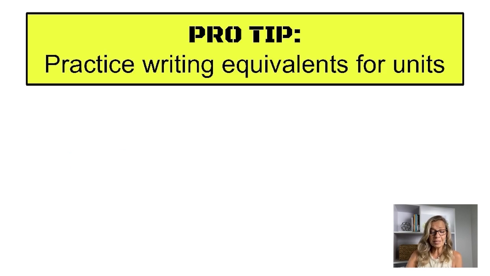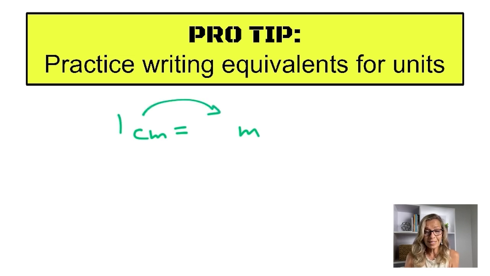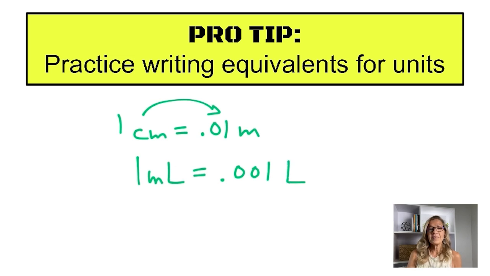And here's my pro tip. Practice writing equivalents. So for example, centimeters and meters. What does centi mean? Centi means 100th, and so 1 centimeter is 100th of a meter. Milliliter, milli means 1,000th, so 1 milliliter is 1,000th of a liter. If you can write equivalents or equalities, those are your ratios. You can do metric conversions in chemistry. I believe in you.